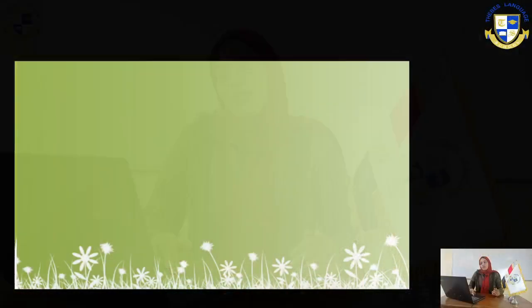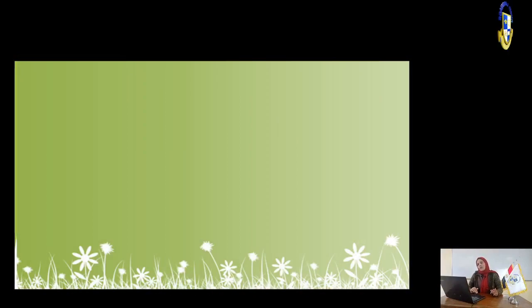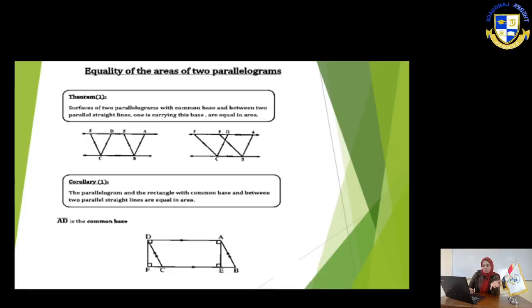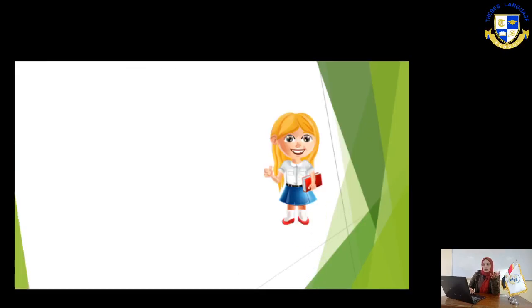Our lesson today is the equality of the areas of two parallelograms. Let's move to slide number 2. The equality of areas of two parallelograms. The surface area of two parallelograms with common base and between two parallel straight lines, one of them carrying the base, are equal in area.